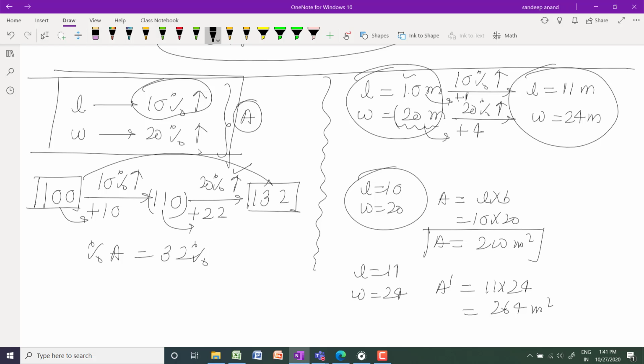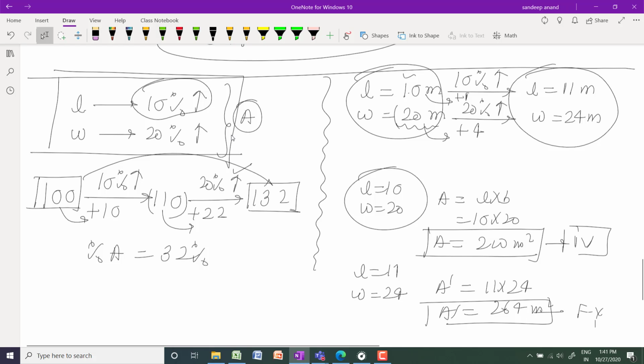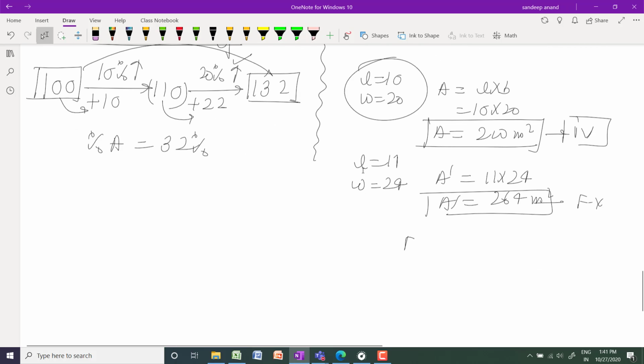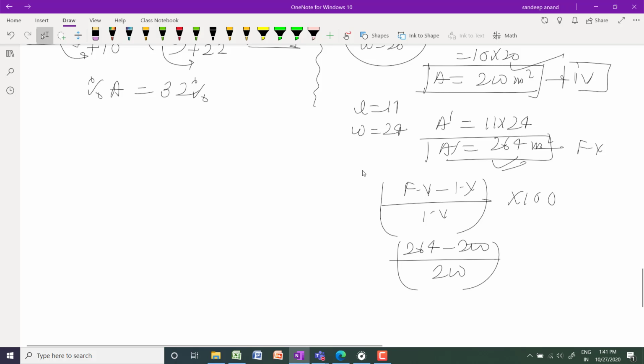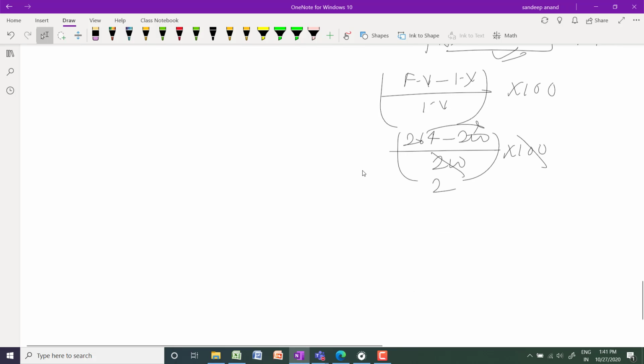So this is my initial value, and this one is my final value. Now see the result, the beauty. Final value minus initial value, divided by initial value, into 100. So final value is what? 264. Initial value is what? 200. Divide by initial value 200, multiply this value by 100. Now two zeros cancel. 264 minus 200 gives 64. Divide by 2, again you will get 32%.